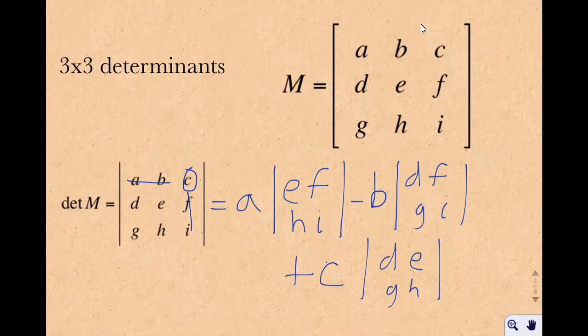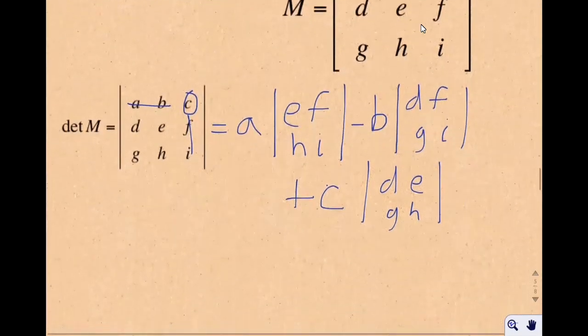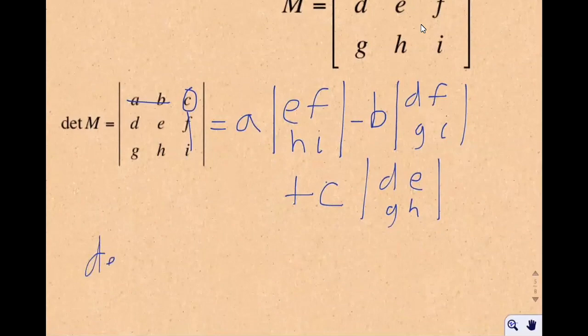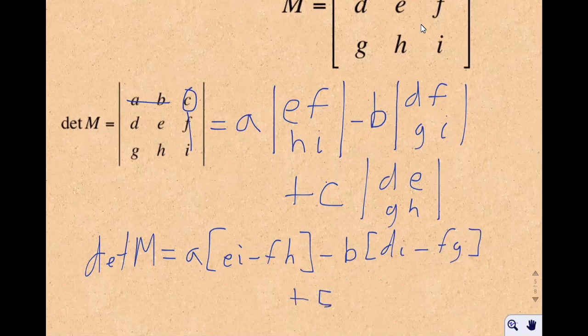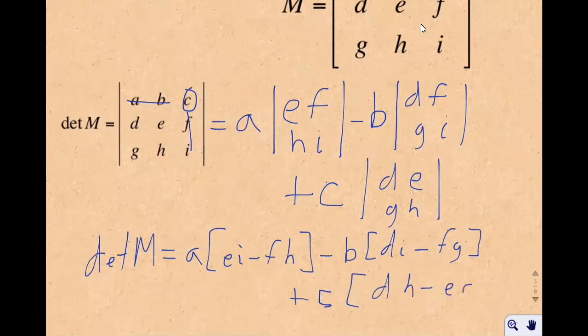Unfortunately, we're not done because now we have to compute those 3 2-by-2 determinants. Well, we remember how to do that from our last step. So our final answer here should be that the determinant of M is equal to A times (EI minus FH) minus B times (DI minus FG) plus C times (DH minus GE, or EG).